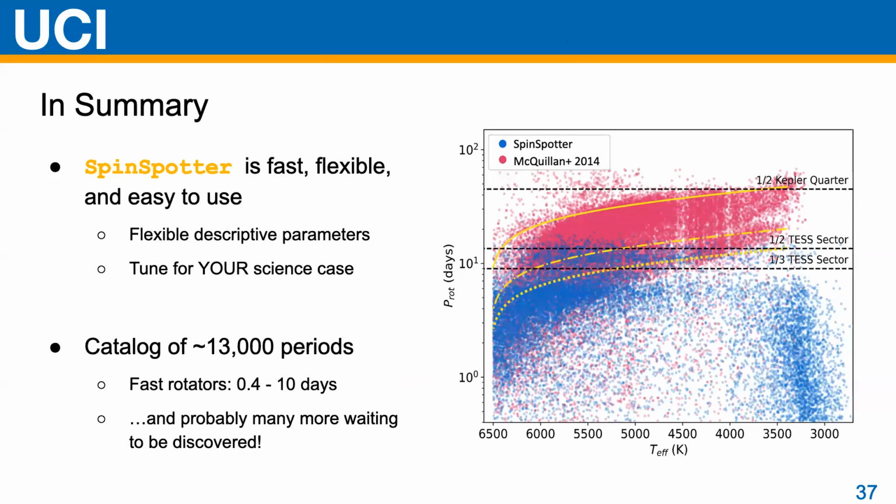It is a catalog of about 13,000 periods with rotation periods from 0.4 to 10 days. It can also retrieve faster rotators. That was just a cutoff that I put in my catalog when I was creating it. And I am still adding new features and especially tuning it to do faster rotators better. So if you have any interest in any sort of large-scale stellar rotation measurements, definitely get in contact with me. Let's talk.